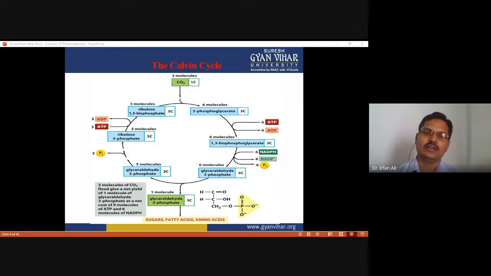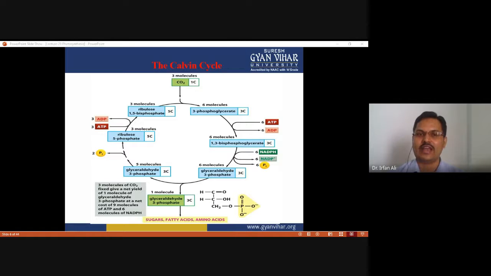So now the 3 carbon glyceraldehyde 3 phosphate molecules convert into ribulose 5 phosphate, that is a 5 carbon molecule. Now what happened? This molecule utilizes 3 ATP, because these are 3 molecules, and it converts into ribulose 1,5 bisphosphate. Obviously when ATP converts into ADP, one phosphate group is utilized. At this stage the ribulose 5 phosphate molecule converts into the ribulose 1,5 bisphosphate molecule. So this is how the regeneration of ribulose 1,5 bisphosphate takes place.